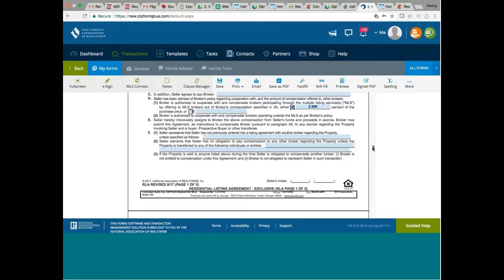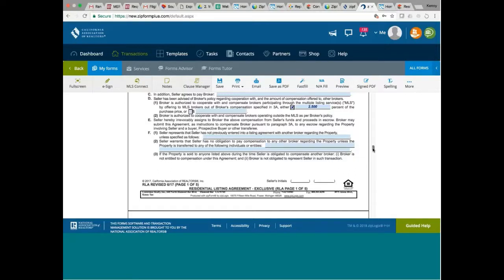And then F basically says that the seller has not entered into any other listing agreement. And also the seller guarantees that the seller has no obligation to pay other broker regarding the property, except for certain named individuals.